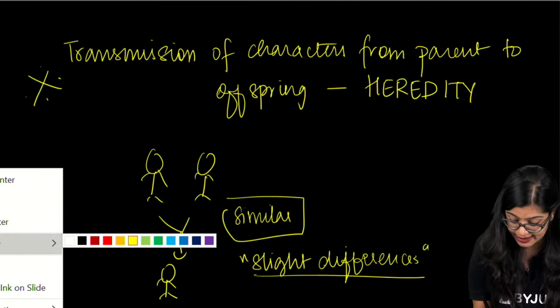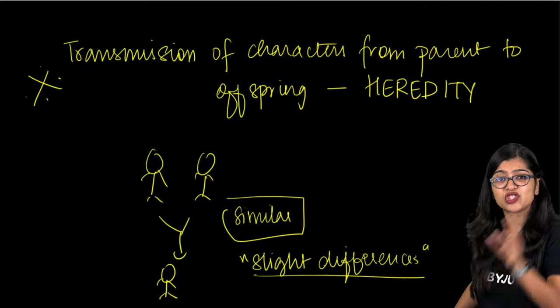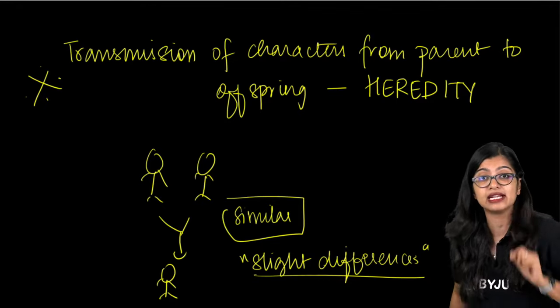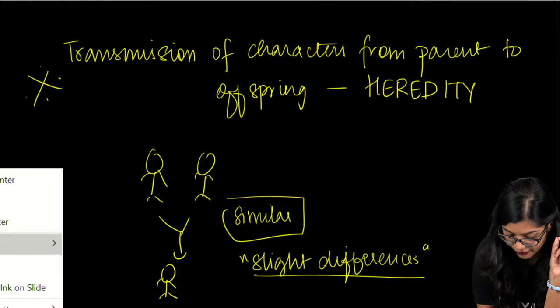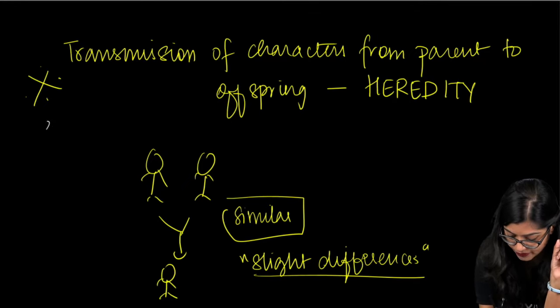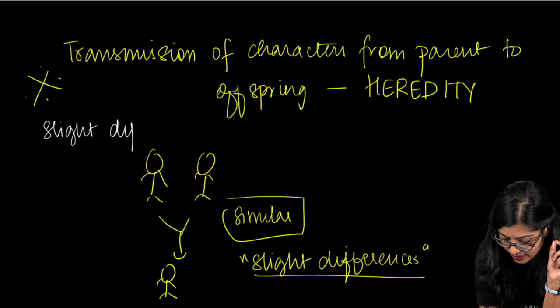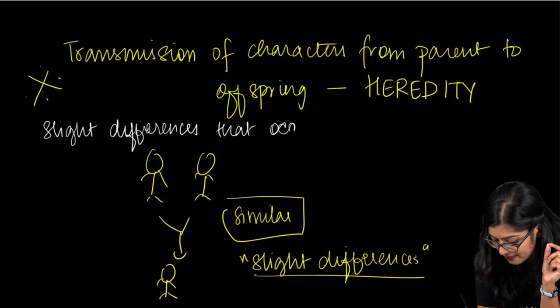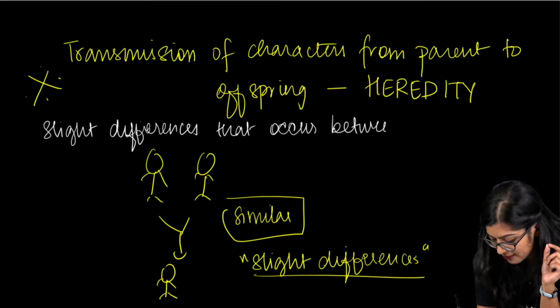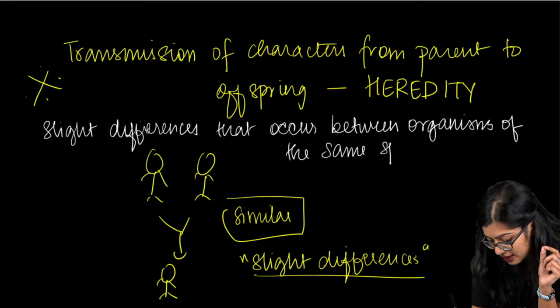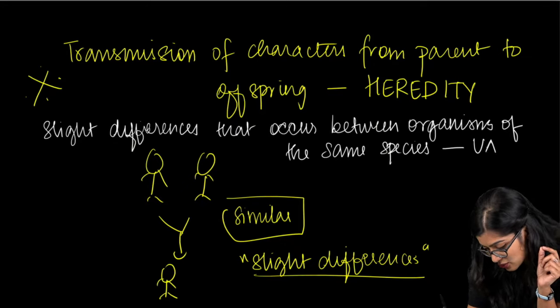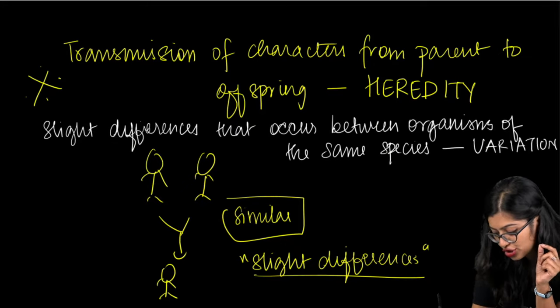Now, same organism, same species, yet slight differences are observed through sexual reproduction. Write this definition also. Slight differences that occur between organisms of the same species is what we call as variation, right?